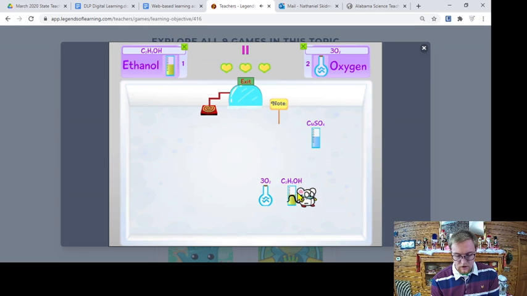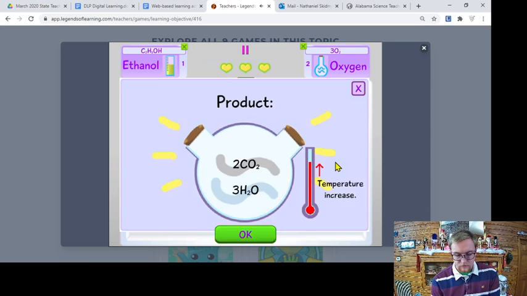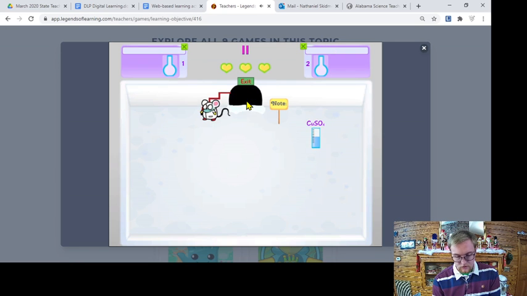So we grabbed our ethanol, we grabbed our oxygen gas, and we're going to take it over and we're going to react them by clicking start. What do we produce? 2 moles of carbon dioxide, 3 moles of water, and a temperature increase. So our door is melting.